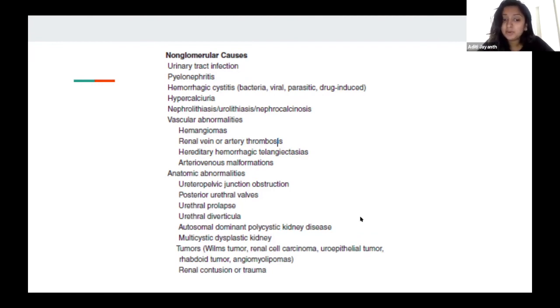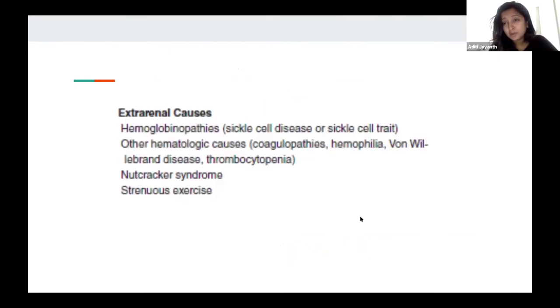And then other things like urethral prolapse, PKD, and then your tumors, right? Your Wilms tumor, which is a common abdominal tumor, and then any kind of renal contusion or trauma is always a consideration. And then some extra-renal causes of hematuria. By far the most common cause that you're probably going to see is sickle cell disease, at least in our population. And then strenuous exercise and myoglobin is going to be the other one, probably the two biggies to always keep in mind.